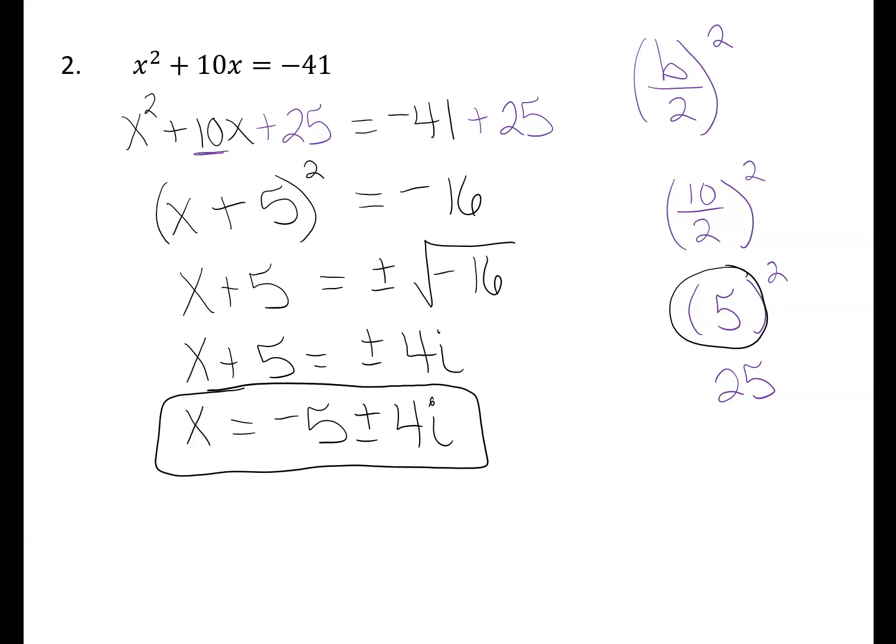Now just to go back to think about, we are finding the x-intercepts of the graph when we solve these. Remember we learned in 1.4, if there's an I in the answer, it means that the parabola does not touch the x-axis. There are no x-intercepts.